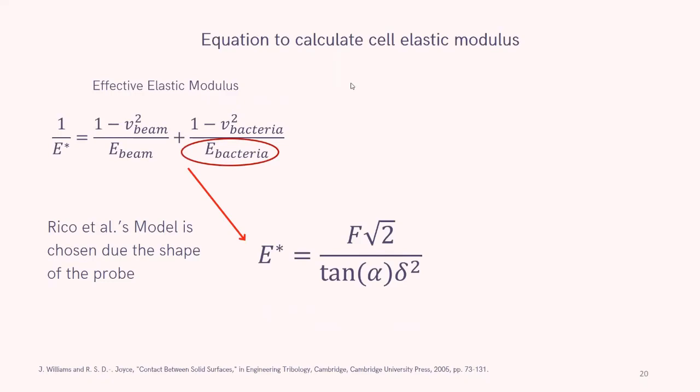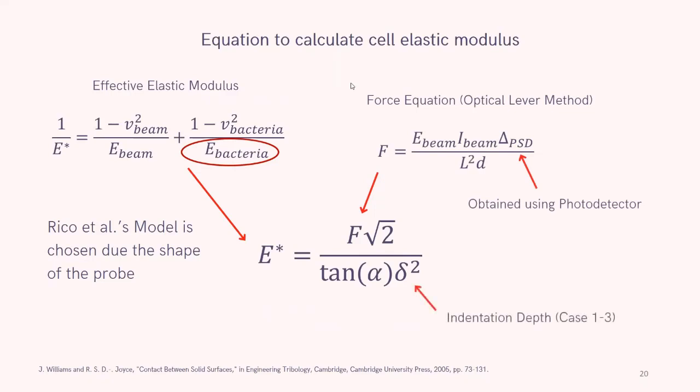This E bacteria is the parameter that we want to calculate, and the force here is obtained through the optical lever method using the photodetector sensor. Here is the indentation depth that we mentioned before, and this alpha sign is the half cone angle of the AFM tip specified by the manufacturer.